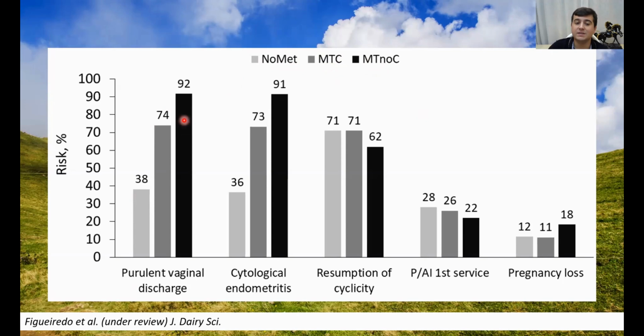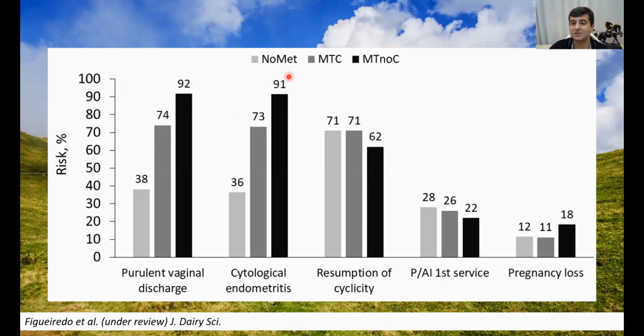And we see that there is an effect of metritis on the risk of purulent vaginal discharge, as both groups have greater proportions of purulent vaginal discharge compared to animals that did not have metritis. But we see that this effect is aggravated for animals that do not achieve clinical cure. Likewise, for cytological endometritis, we see similar patterns. Animals with metritis, both groups, have greater proportions of cytological endometritis at day 35 in milk, and this effect is aggravated for animals with metritis that do not achieve clinical cure.